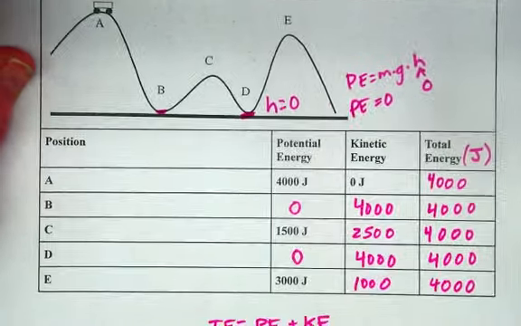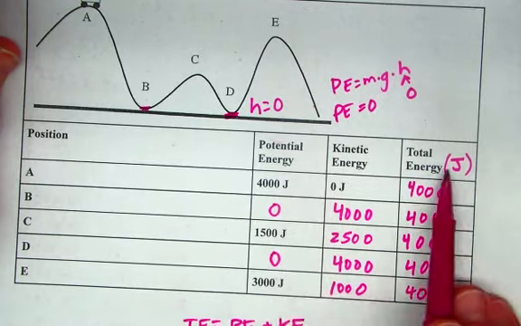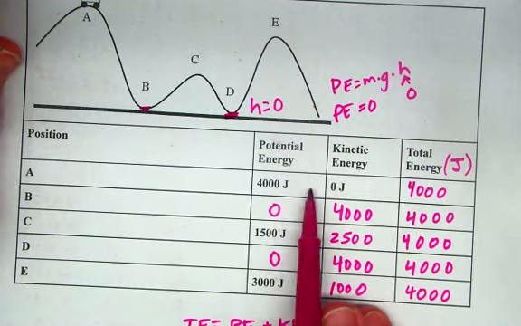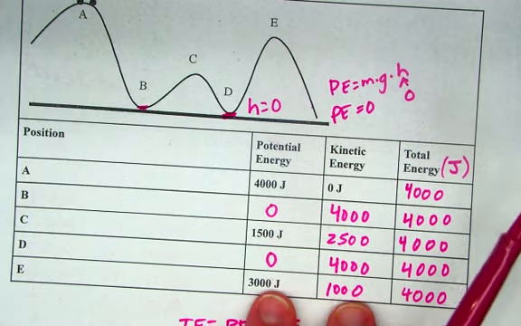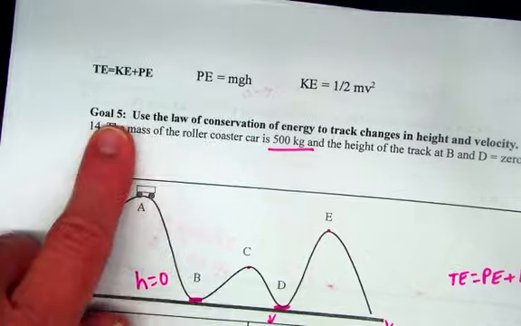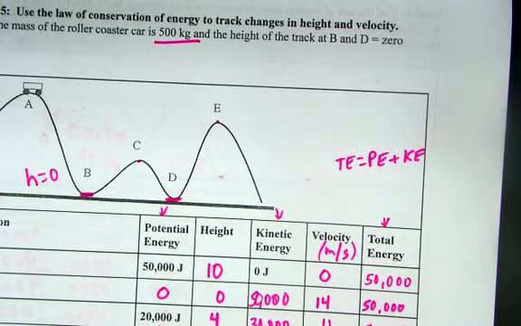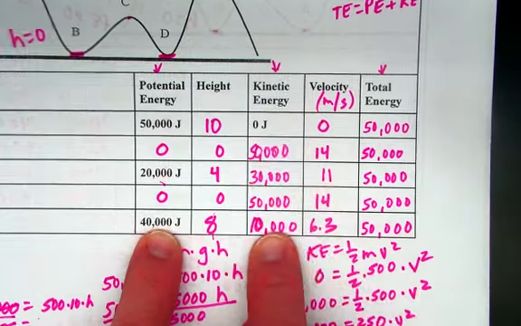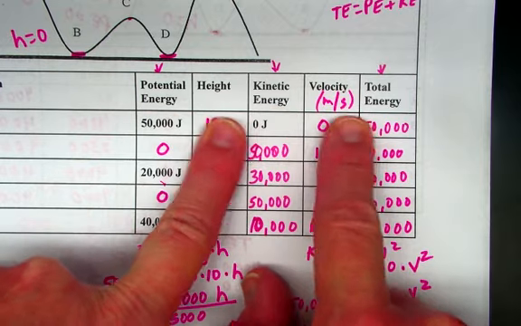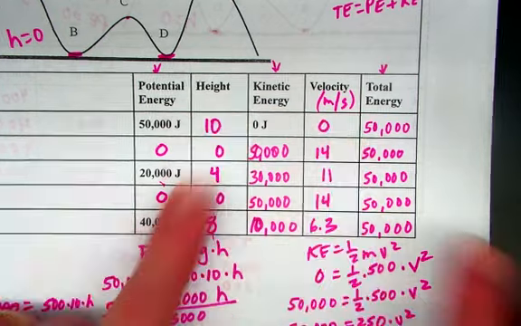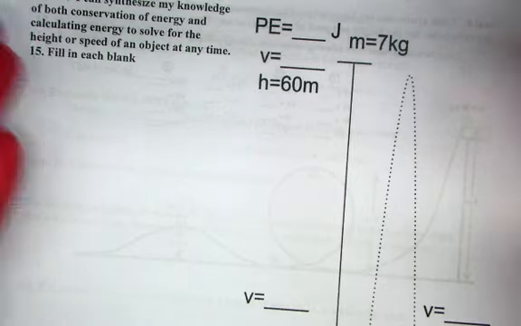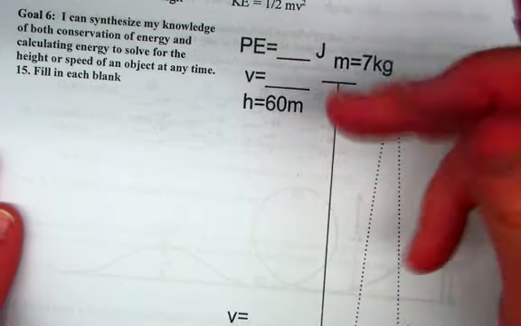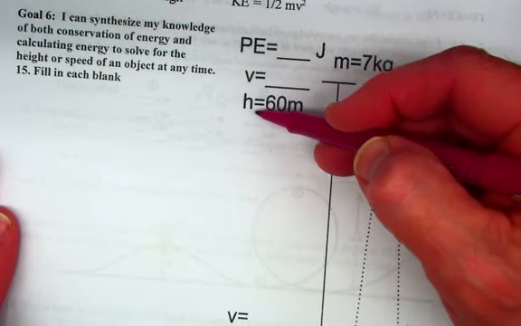On Goal 4, we learned that total energy is the sum of the two energies and it's conserved, and you can work backwards and find potential and kinetic energy. In Goal 5, you learned that once you had potential and kinetic energy, you could find height and velocity. So in Goal 6, we're going to be using all of those skills, but without all the guided help, to be able to figure out how to find velocity and height.